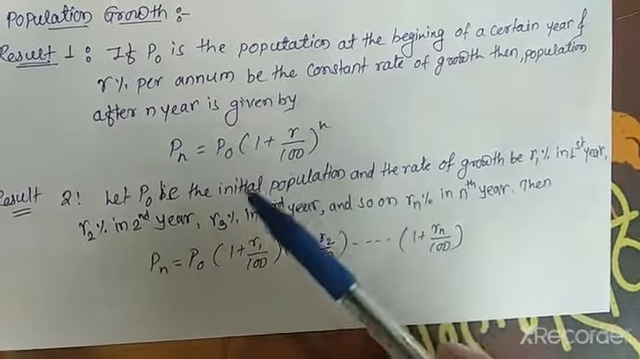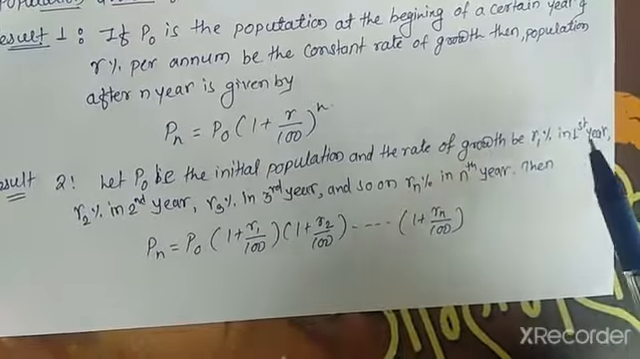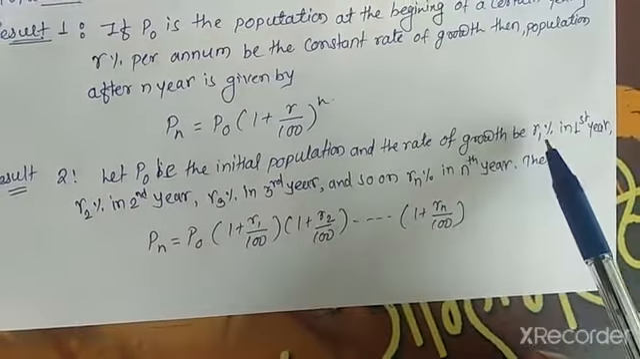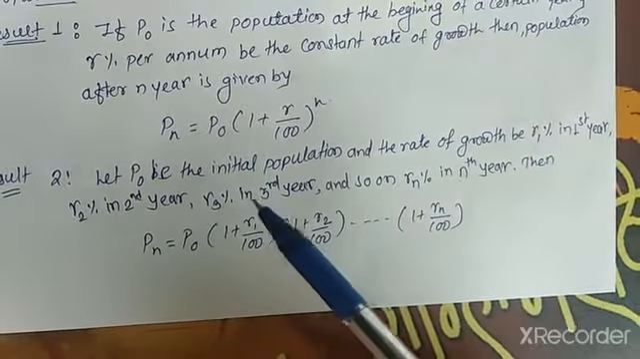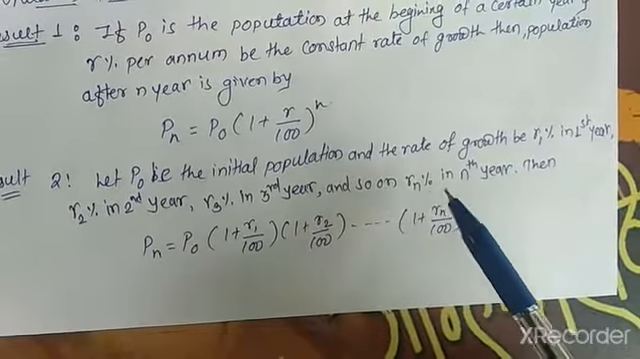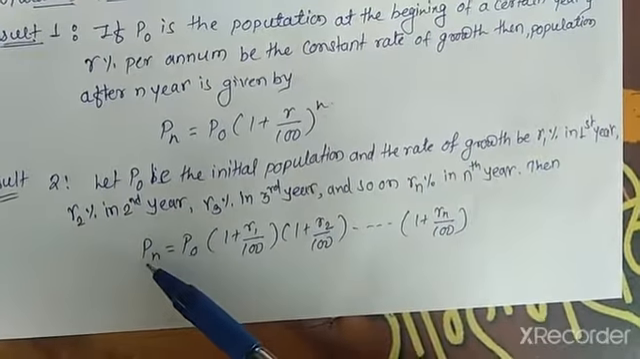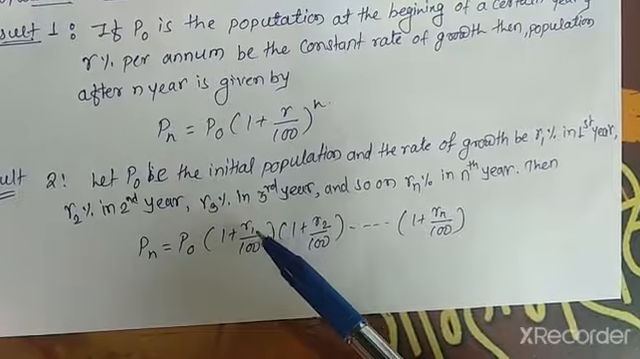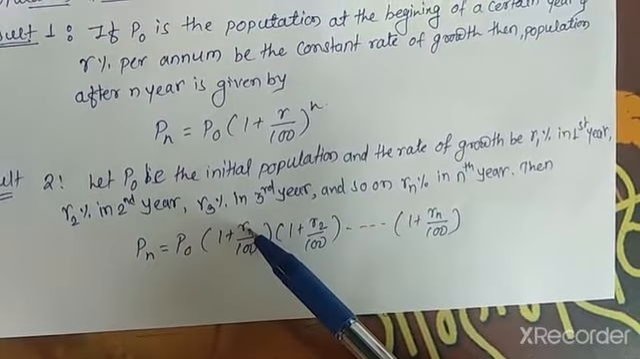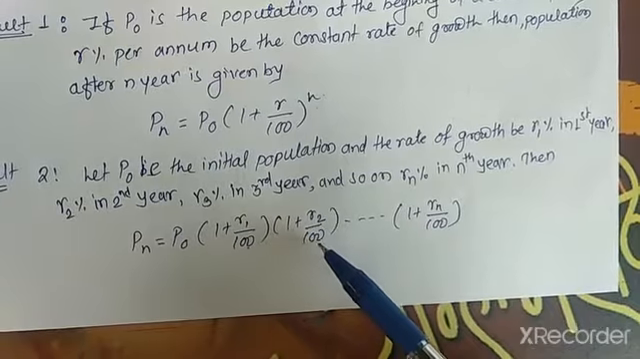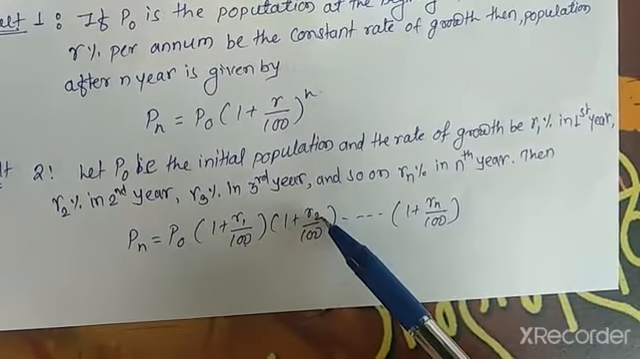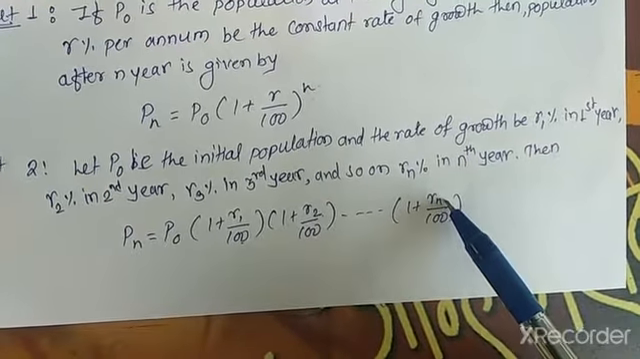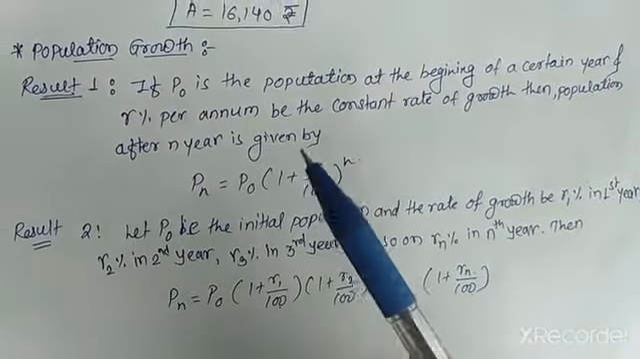And if the rate of growth changes after each year, then let P naught be the initial population and the rate of growth be r1 in the first year, r2 in the second year, r3% in the third year, and so on, rn% in the nth year. Then the population after n years is equal to P naught, the initial population, into 1 plus r1 upon 100, which is the rate of growth in the first year, into 1 plus r2 upon 100, which is the rate of growth in the second year, up to 1 plus rn upon 100, which is the rate of growth in the nth year. So these are the two results related to population growth.